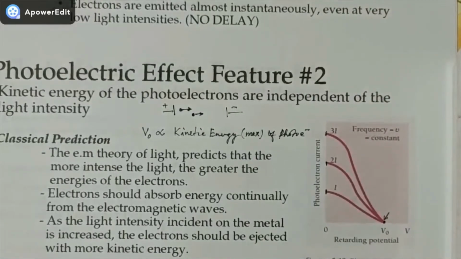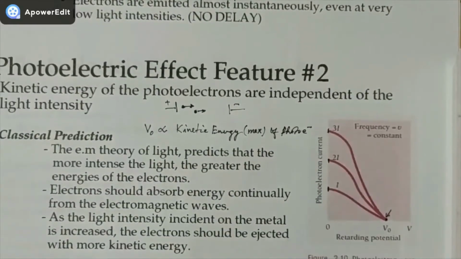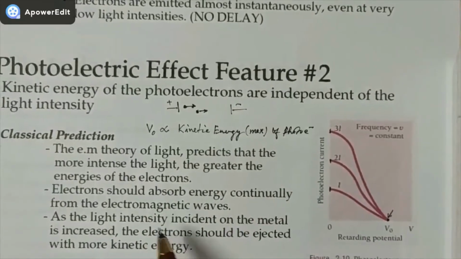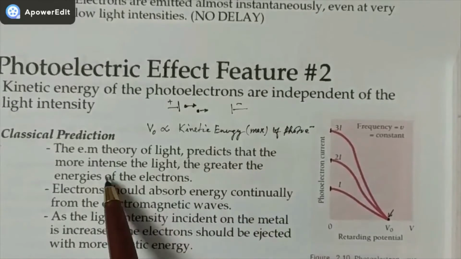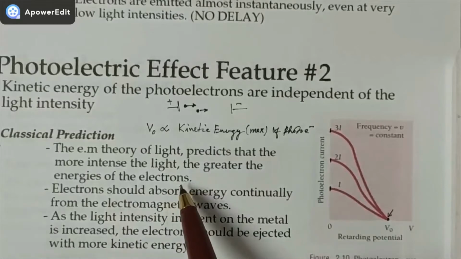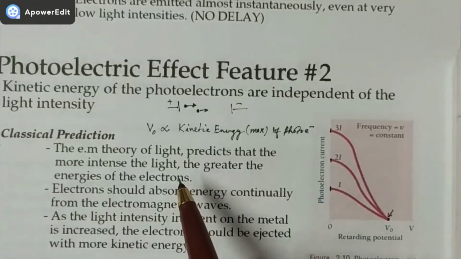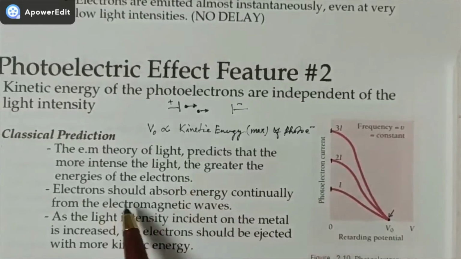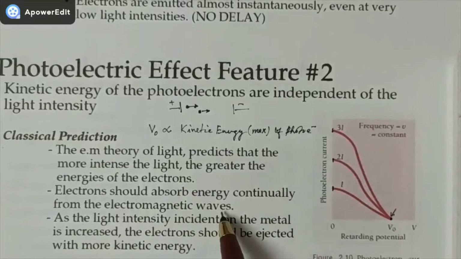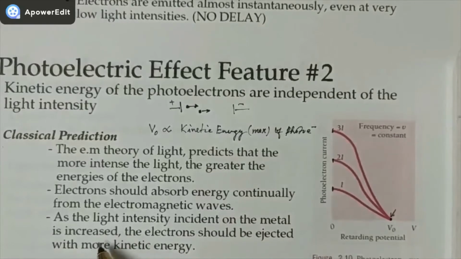Okay, but can we explain this phenomenon classically? This is the experimental observation, but classically what we can think of is that the electromagnetic theory of light predicts that the more intense the light, the more bright the light, the greater the energy of the electron should be. The brighter the light, the electrons coming from the metallic surface must have more kinetic energy than with a less bright light. This is what we can think classically, because the electron should absorb energy continually from the electromagnetic wave. So as the light intensity incident on the metal is increased, meaning if the brightness is increased, the electron should be ejected with more kinetic energy.